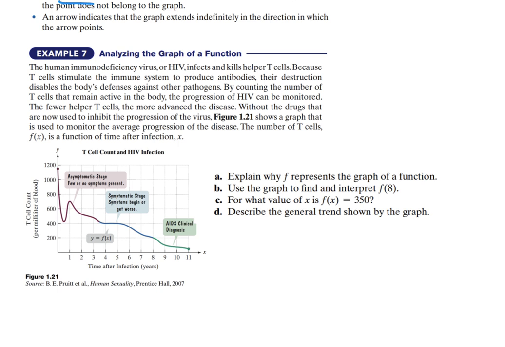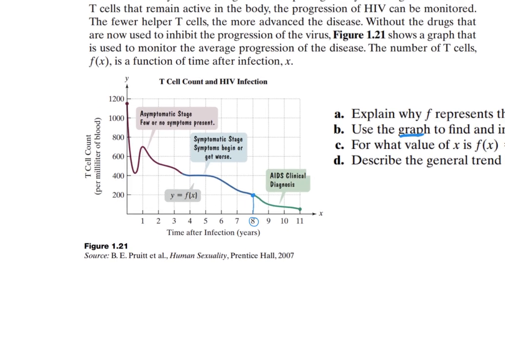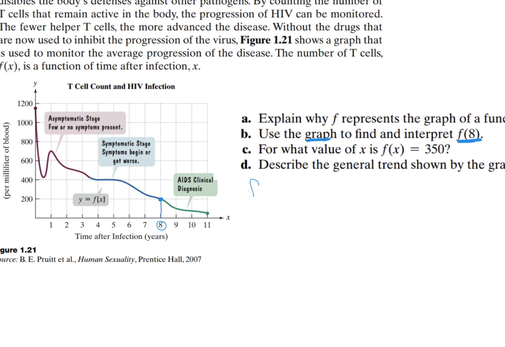So use the graph to find and interpret f of 8. So what f of 8 means, we're going to come over here to 8. We go up to where the function is, and we think of this point here on the graph. So that means f of 8 equals 200.